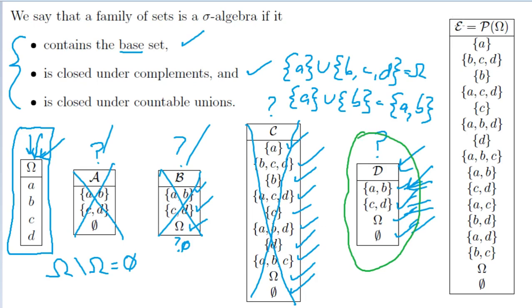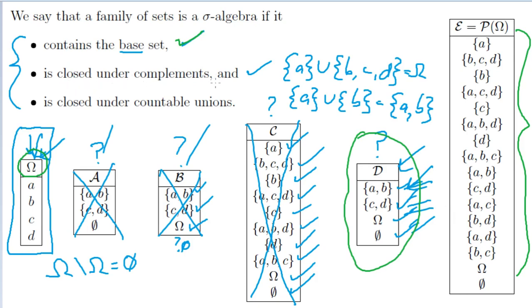Now this is an interesting case, this set E, because it is actually the power set of omega. And it turns out that the power set will always be a sigma algebra. Let's see why. Well, does it contain the base set? Well, of course it's going to contain the base set, because the base set, omega itself, is also a subset of omega. And since this, being the power set, is just the set of all the subsets of omega, well then, in particular, it will also contain the base set.